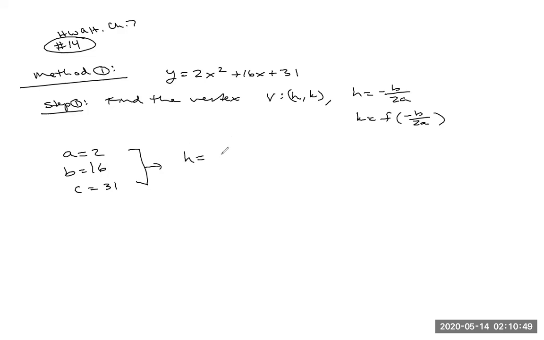So now find h, which is negative b over 2 times a. That's negative 16 over 4, which is negative 4. So k is the function value at -4. Remember, when you evaluate f here, that's the same thing as y. So you're just plugging in -4 for x here and finding out what y is there.